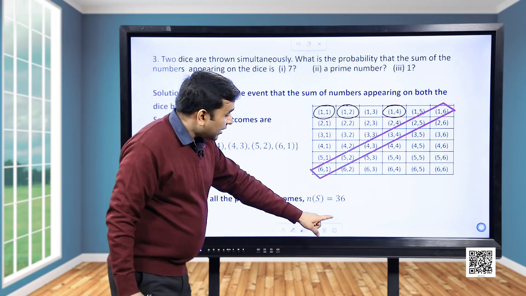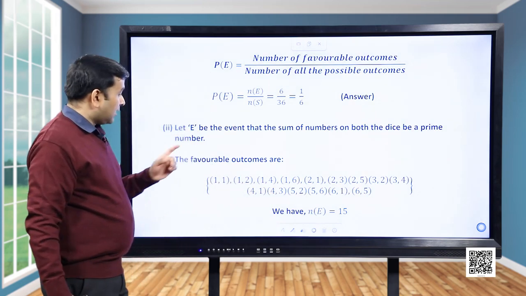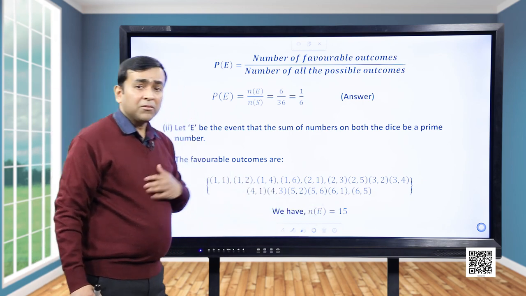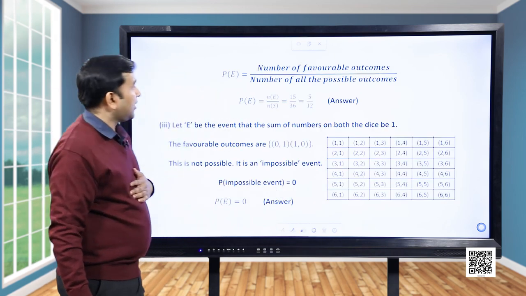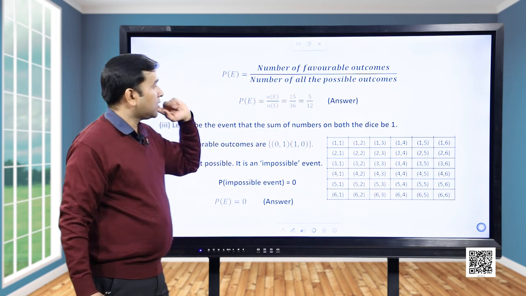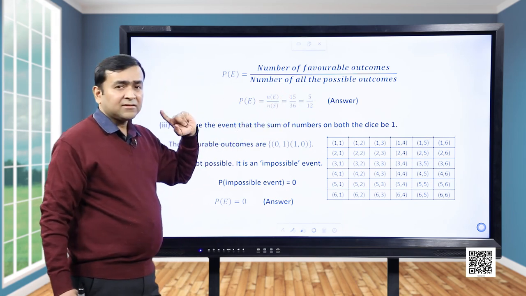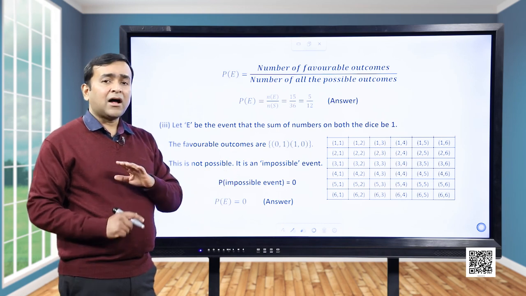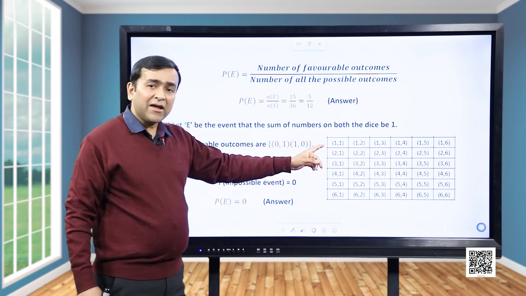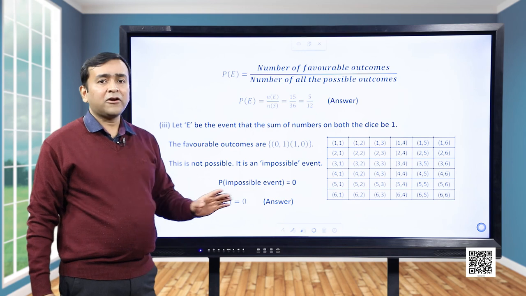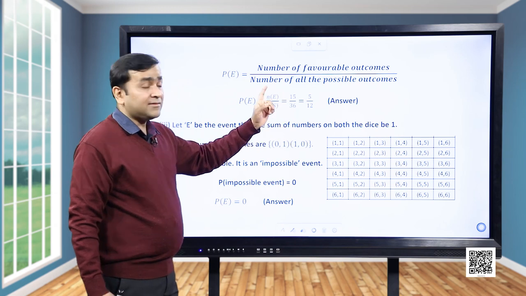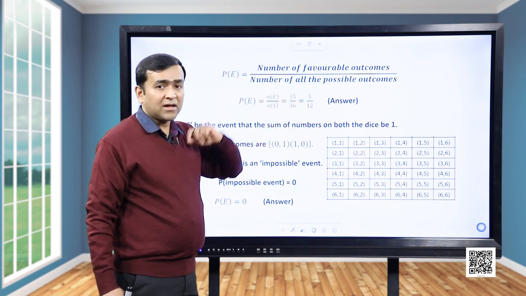And if we go to the next slide, I have written all the favorable outcomes for you. And how many are these? These are 15 in number. Let us calculate the probability. Again, the same formula, number of favorable outcomes upon the number of all the possible outcomes, which is 15 upon 36. Whenever two dice are thrown, our possible outcomes remain the same, that is 36. I have drawn the table in every question for your understanding. You need not draw this table every time. It'll save a lot of time of yours. So 15 upon 36 is equivalent to 5 by 12, and this is our answer.